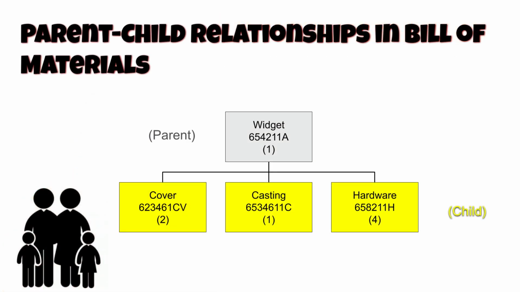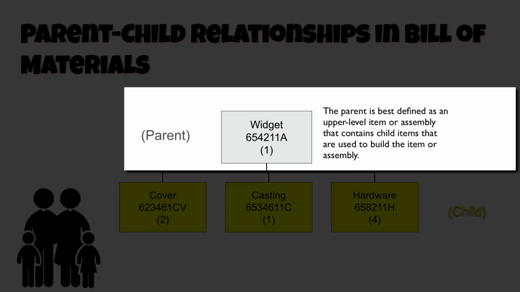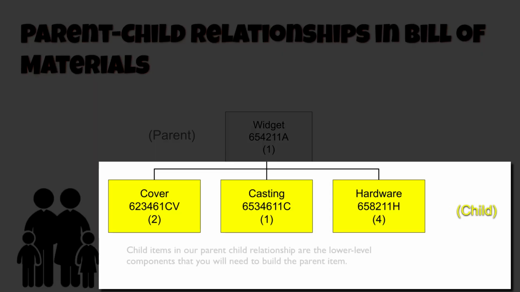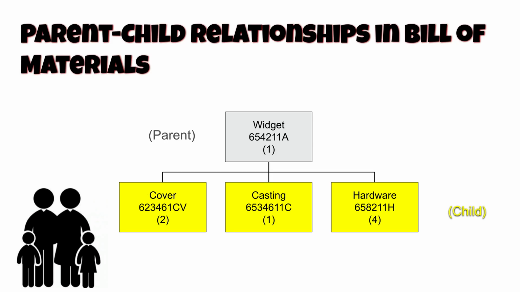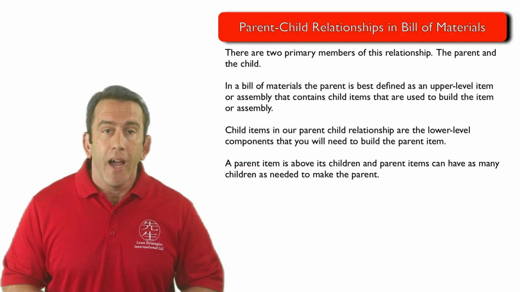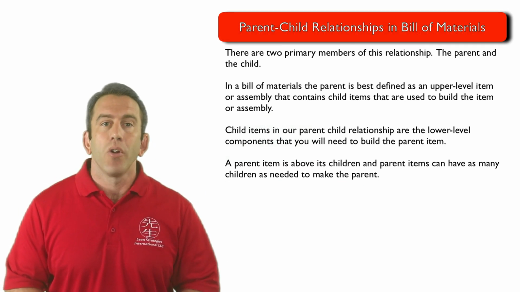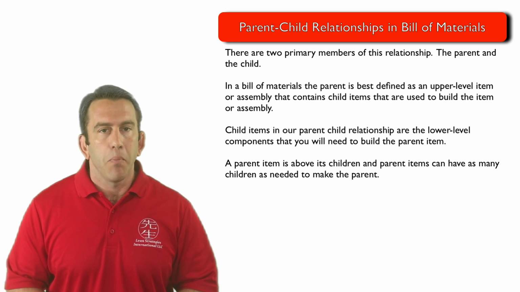In a bill of materials, the parent is best defined as an upper-level item or assembly that contains child items that are used to build the item or assembly. Child items in our parent-child relationship are the lower-level components that you will need to build the parent item. With this in mind, a parent item is above its children, and parent items can have as many children as needed to make the parent.